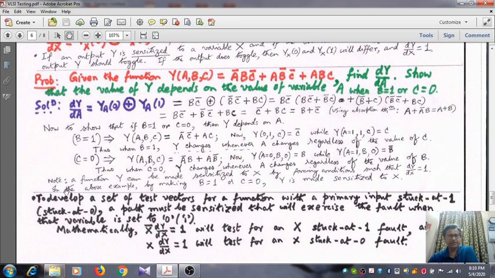That means the function Y can be made sensitized to X by forcing the condition such that dy dx equal to 1. In the above example, by making B equal to 1 or C equal to 0, Y is made sensitized to X. Clear?